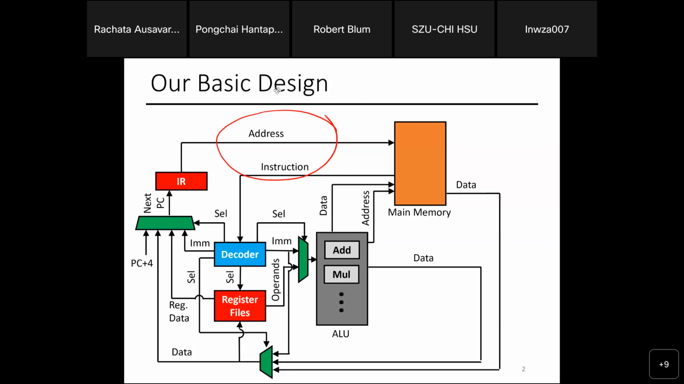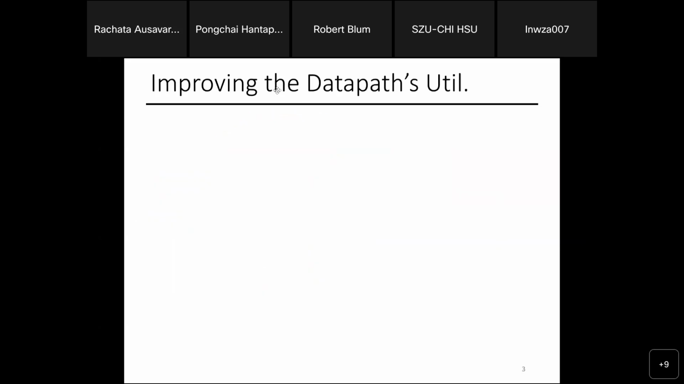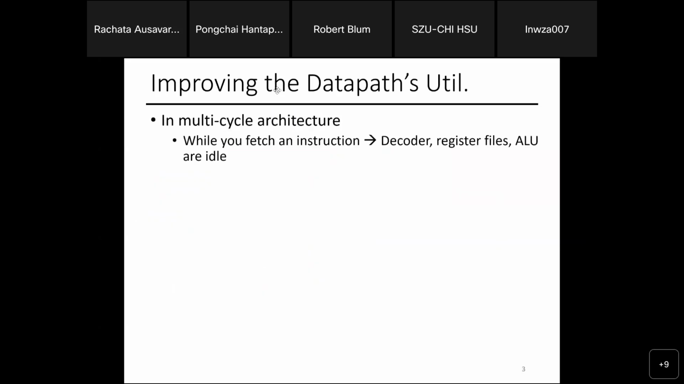So do I end up with quite poor utilization of my hardware? Because I'm fetching right now, and while I'm fetching, I'm not doing anything in the other parts of my data path. By the way, there's a control path and a data path. The data path is the hardware resources, right? They're not doing anything; they're waiting for the data to go into the decoder. So when I fetch, the decoder and the register file are idle. Idle means they're not doing anything, right?